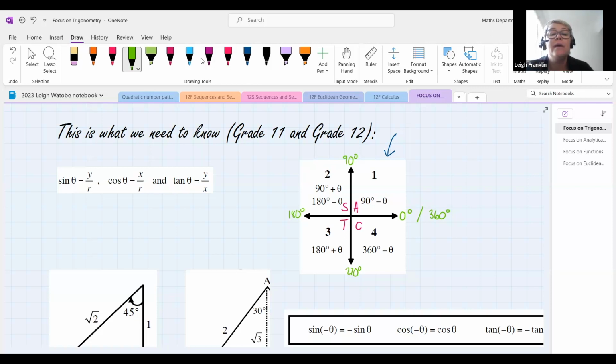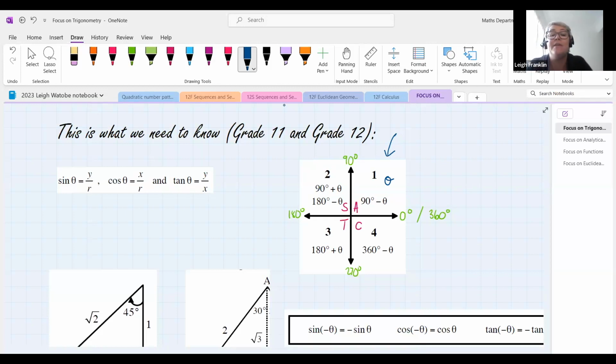Okay, so we can describe quadrant 1 as theta, because theta is an acute angle, so we can use theta for quadrant 1, or we can use 90 minus theta, but we'll come back to that. For quadrant number 2, our reduction formulae are either 90 plus theta or 180 minus theta. For quadrant 3, 180 plus theta, and for quadrant 4, it's 360 minus theta.